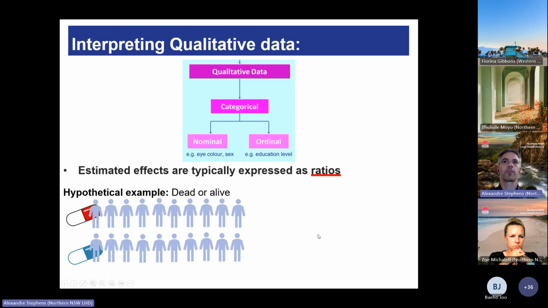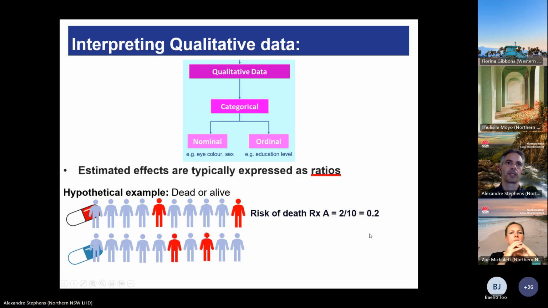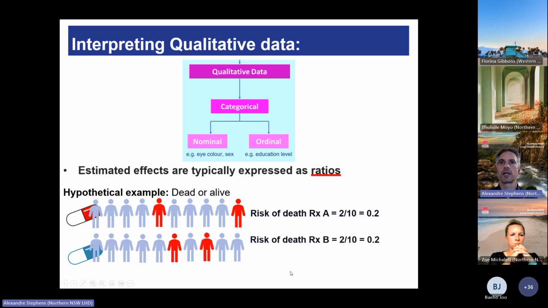So we'll start off with an example again. We're considering ratios. In our hypothetical example, we've got the red pill and the blue pill again. Our outcome variable this time is at the end of the study, whether participants have passed or not. Are they dead or alive? And so in the red pill group, we see at the end of the study, we've got 2 unfortunate people which have passed. So the risk of death in group A is 2 out of 10. So the proportion which have died is 0.2. You can do exactly the same thing in the blue group. Also 2 people unfortunately died. The risk of death, again, 2 over 10, and the proportion which has died is 0.2.